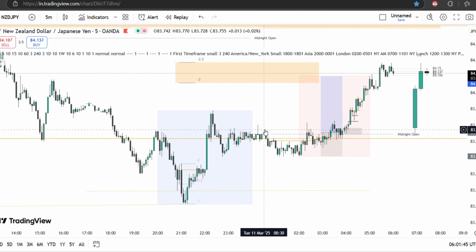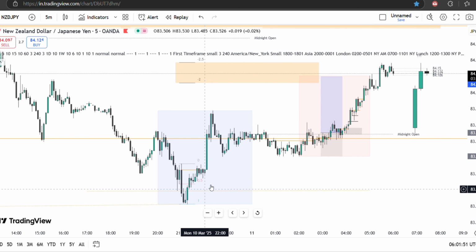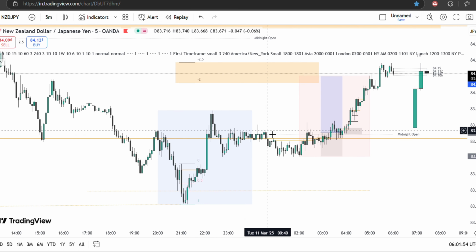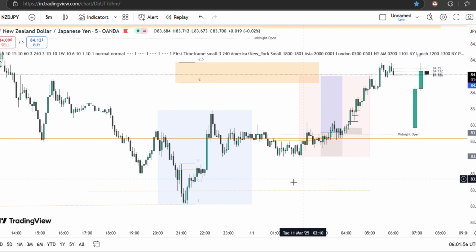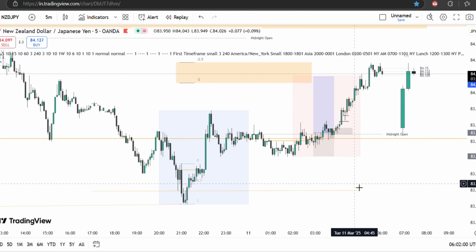In some situations, the London session won't even come below the midnight opening. In a situation where the Asia session is extremely large, we do not expect the London session to come below the midnight opening, but in most situations, the London session will come below the midnight opening.